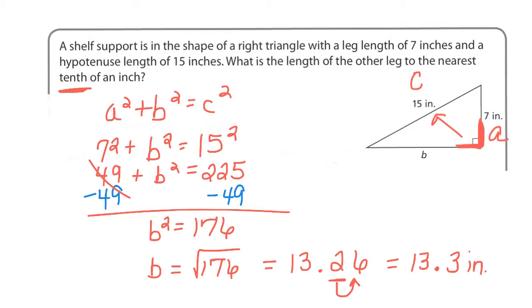Now I can look at this and see, does that seem reasonable for b to be 13.3 inches? I know the hypotenuse is the longest side, and 15 is longer than 13.3. I also can substitute in. I do have to remember though, if I substitute in 13.3, it's not going to give me exactly 15 because I rounded that. This was not a perfect square, and I rounded that very, very long decimal to the nearest tenth of an inch. So it's going to give me close, but not exact.